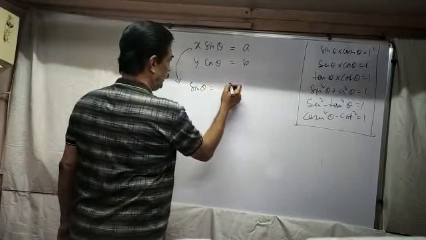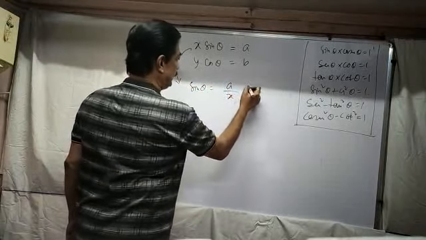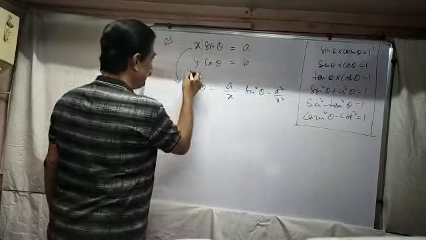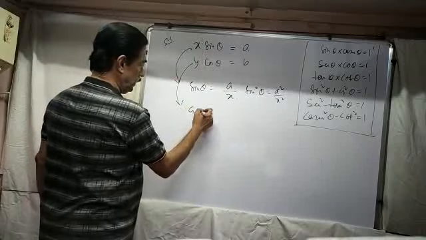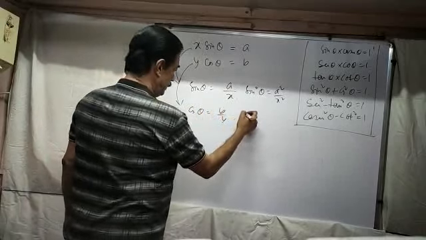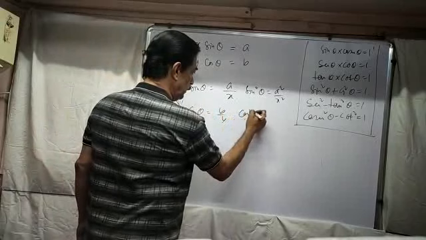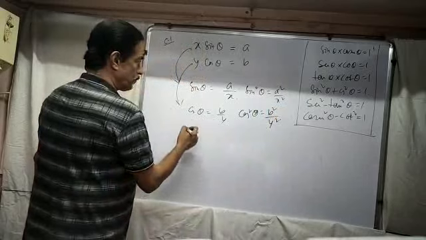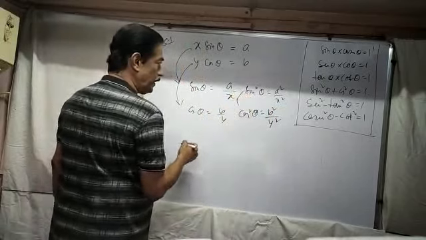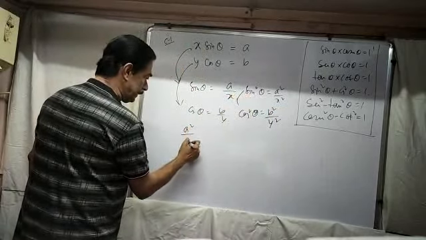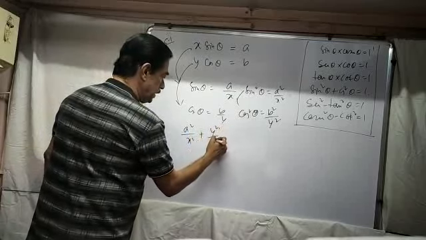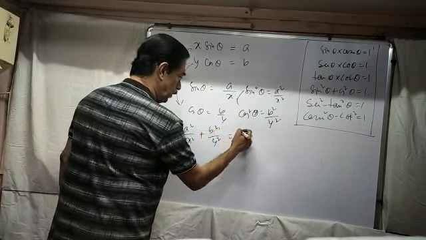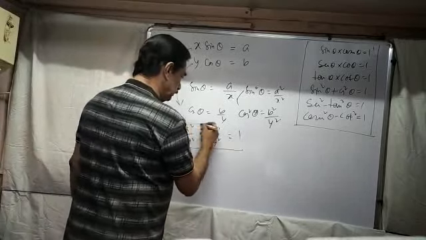Sin theta equal to A by x, so sin square theta equal to A square by x square. Similarly, cos theta equal to B by y, then cos square theta equal to B square by y square. So now sin square theta plus cos square theta equal to 1, so we can write A square by x square plus B square by y square equal to 1. They are giving 4 options.